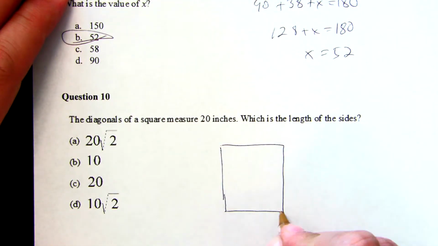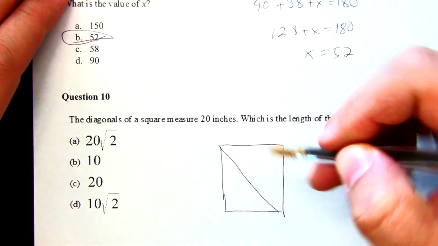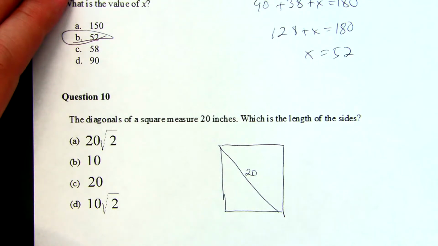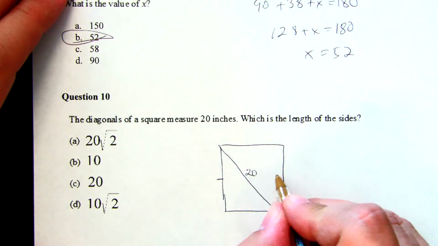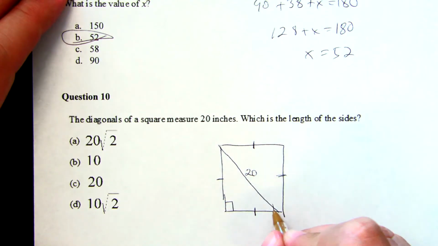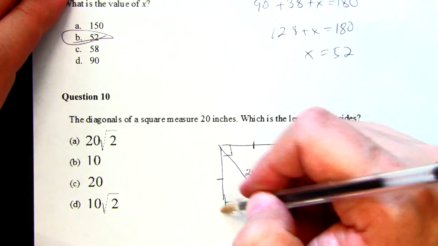You got a square. I know what a square is. I know what a diagonal is. It looks like this. Okay, and I know that this is 20. What do I know about squares? Well, I know that all the sides are the same length. I also know that these are all right angles. Okay, now what do I have? Oh, I got a right triangle.